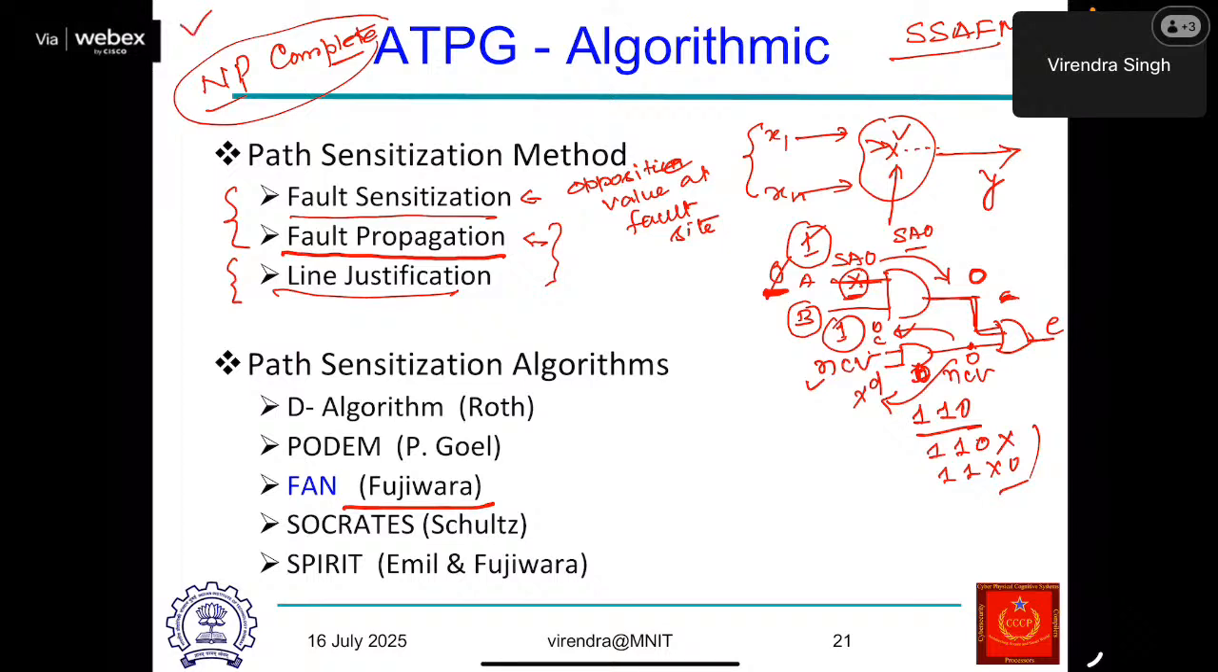But what makes it difficult is fault propagation and line justification, because both are decision making processes.